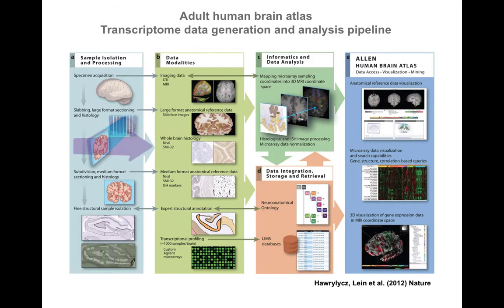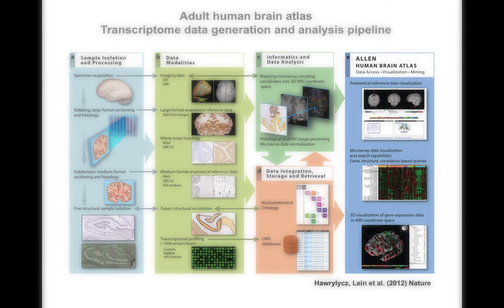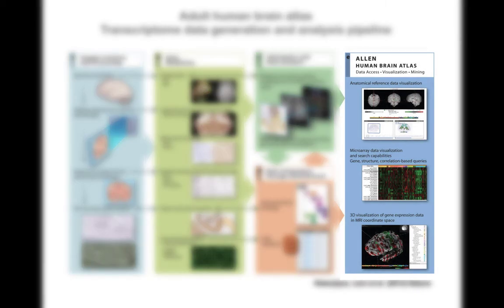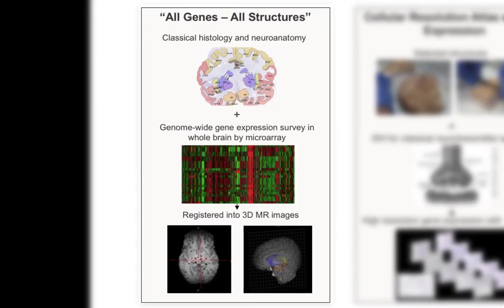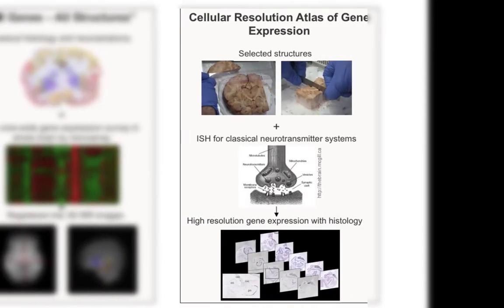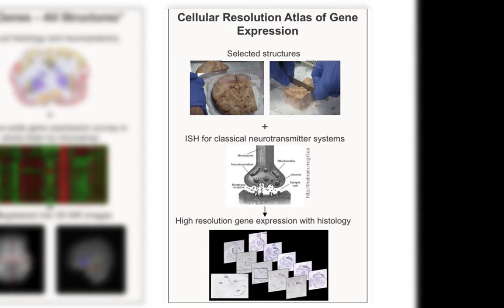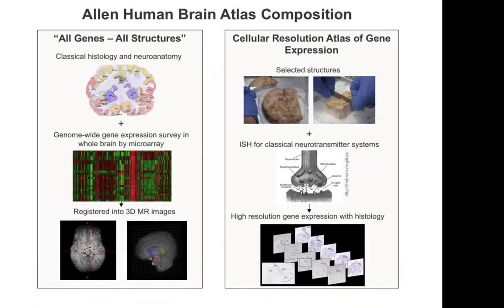I'll walk through these steps undertaken to collect the various data modalities in the next section of this video. Data collection, informatics and data analysis, data integration, storage and retrieval were all automated processes and enable the construction of the web interface that utilizes unique visualizations to combine brain structure and gene expression. This atlas includes genome-wide transcriptomic information that is mapped to 2- and 3-dimensional reference spaces. It also includes cellular resolution images taken by in situ hybridization for a select number of genes across select structures.